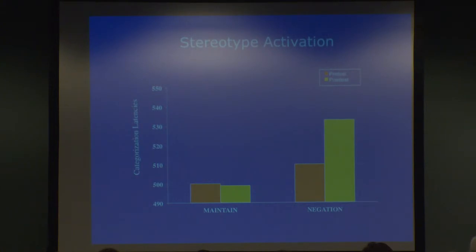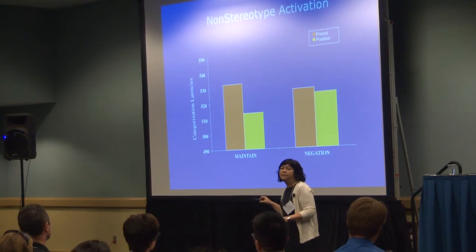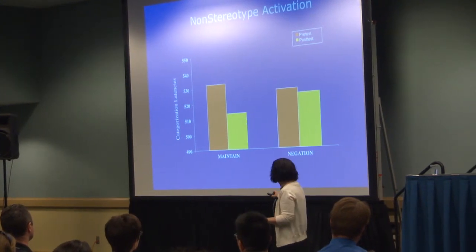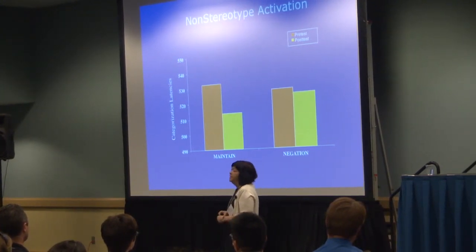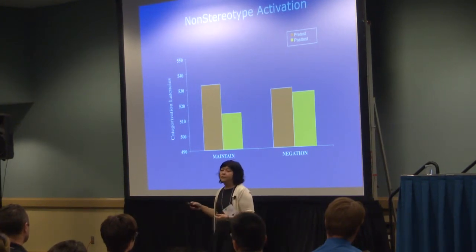However, with the post-test, after training and negating stereotypes, the traits no longer facilitated categorization. When we look at the non-stereotype activation, we find that the two-way interaction is not significant, and overall participants are relatively slow in responding to these associations. So this first study suggests that it is maybe possible to reduce these automatic stereotype activations.